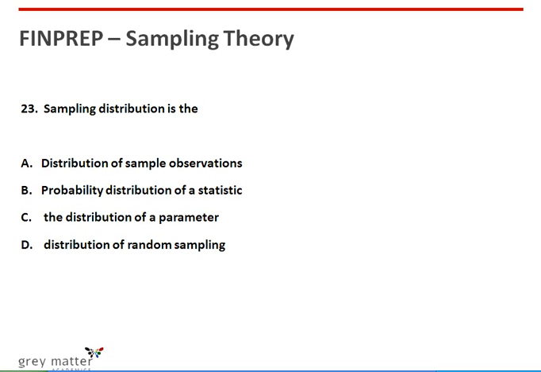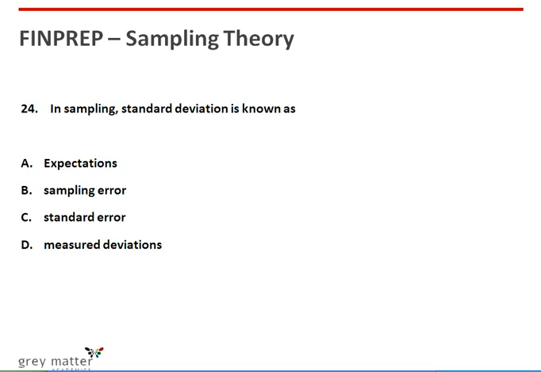23rd question: sampling distribution is nothing but the probability distribution of a statistic. Out of the four options, sampling distribution is the probability distribution of a statistic. Going to the answer, it is the B option, which says probability distribution of a statistic, as per the definition of sampling distribution.